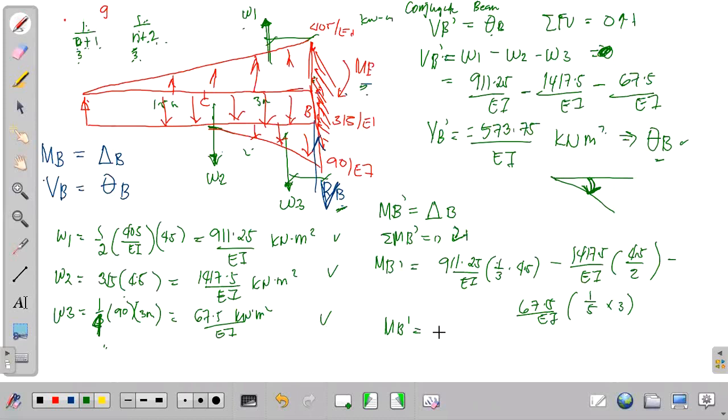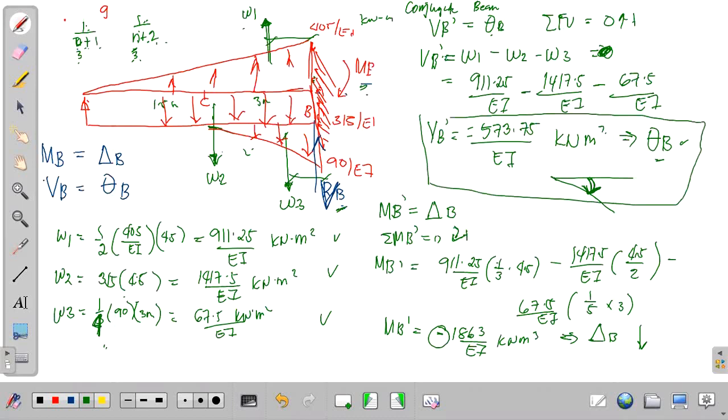Kindly solve for our MB prime. What will now be our value here? Negative 1,863 kilonewton meter cube over EI. So this is now the moment at B of our conjugate beam, which is equal to the deflection at B in our real beam. And negative means our deflection is downward. Okay? So this will now be our answer for the problem. The slope at B is equal to 573.75 over EI and the deflection at B is equal to 1863 over EI. Okay, so the negative and positive denote the direction of our slope and deflection.